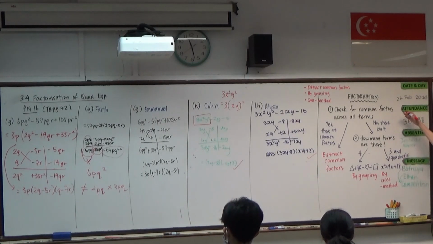Alright, so I am not wasting my time writing this. We're trying to summarize the process in our factorizing. Now with that, we're done with exercise chapter 3.4.